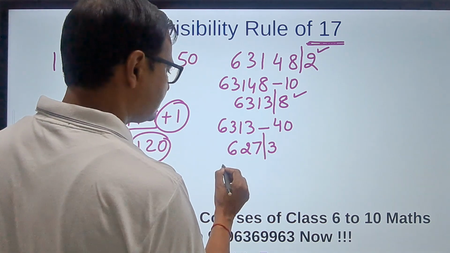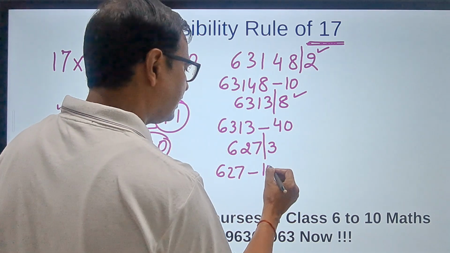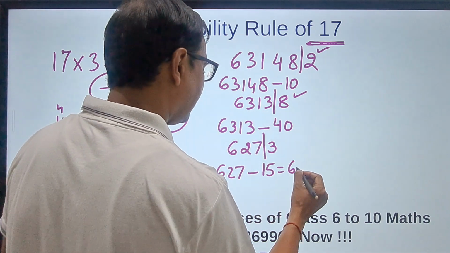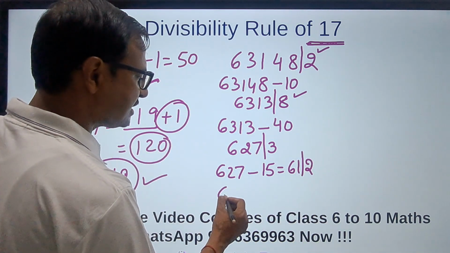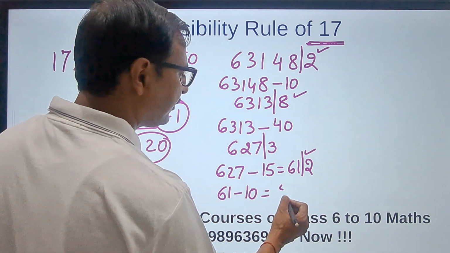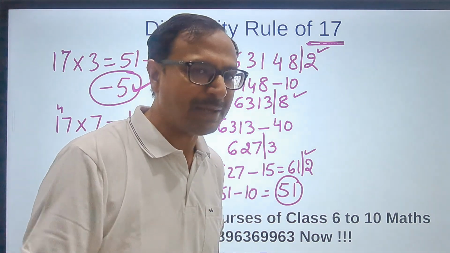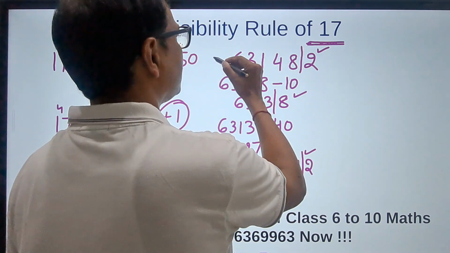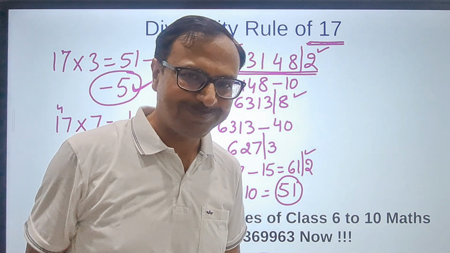Separate out the last digit. 627 minus 5 times 3 is 15. That gives you 612, right? Now separate out the last digit. 61 minus 5 times 2 is 10, which gives you 51. And look at 51. 51 is divisible by 17. 17 3 times is 51. And so this big number is actually divisible by 17.